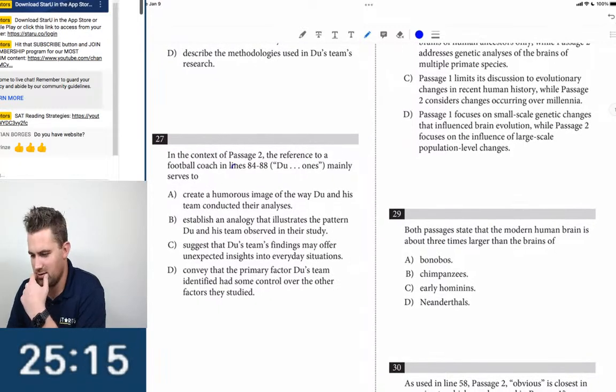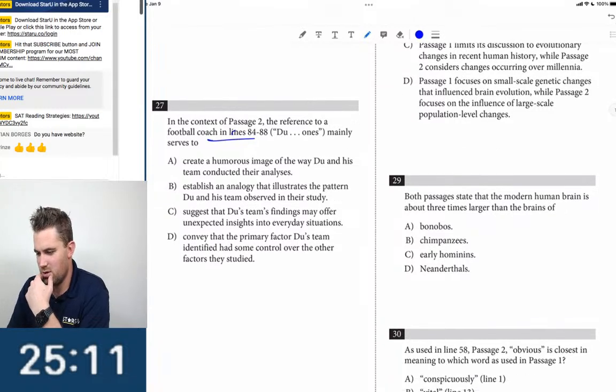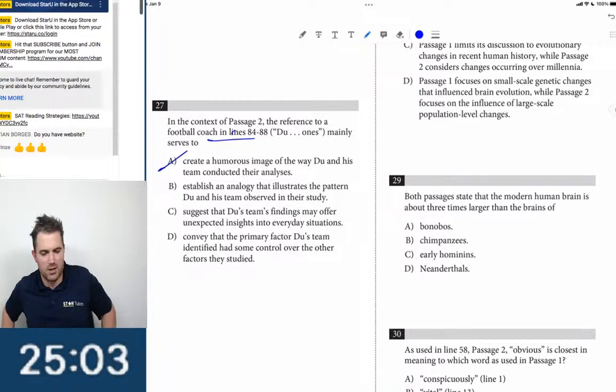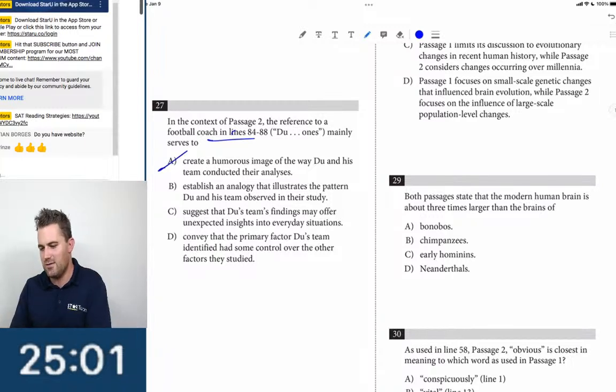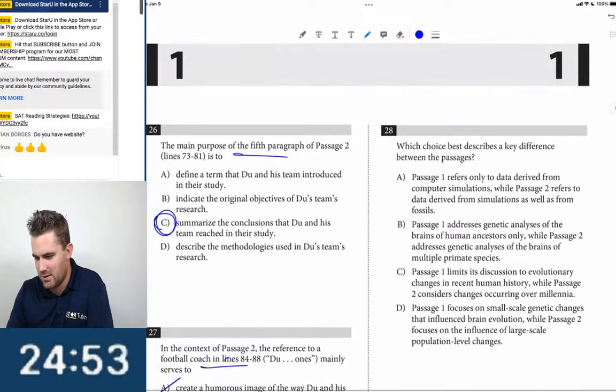In the context of passage 2, the reference to the football coach mainly serves to create a humorous image and establish the pattern observed in the study. Probably that one. I don't think it's humorous. Maybe though, right? It could be humorous. Suggest that team they may offer unexpected. No. I think it's B. I think 27 is more straightforward than I'm trying to make it.